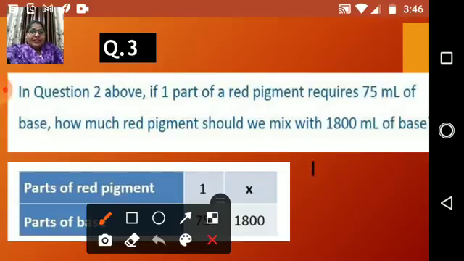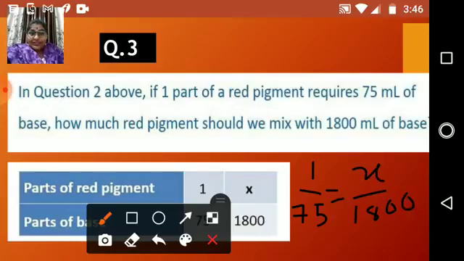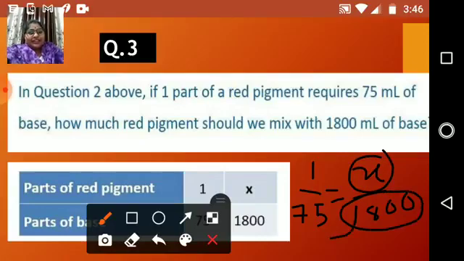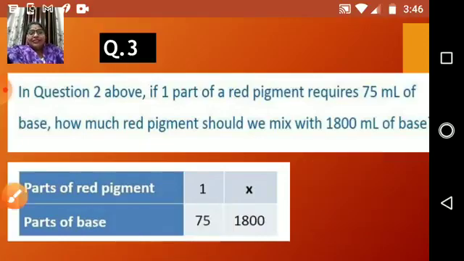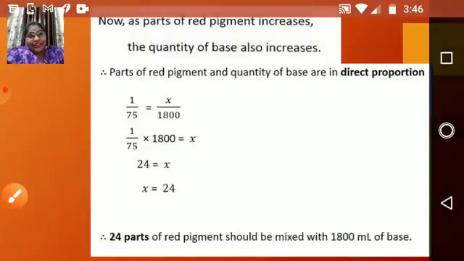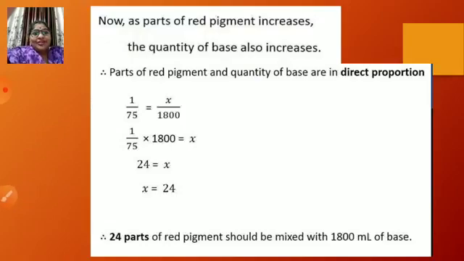Yeah, it will be 1 upon 75 is equal to x upon 1800. Now if you see children, x is already in the numerator. So let us keep this side, only the denominator 1800 we will transpose it to the left hand side. So it will be 1 into 1800 upon 75, and then you solve it, you will get the value of x.